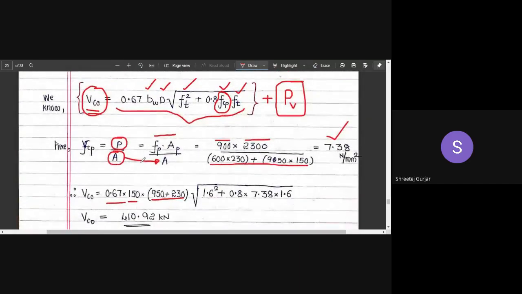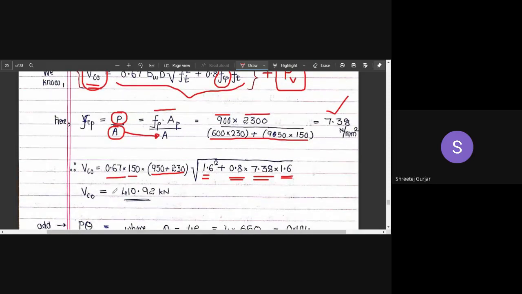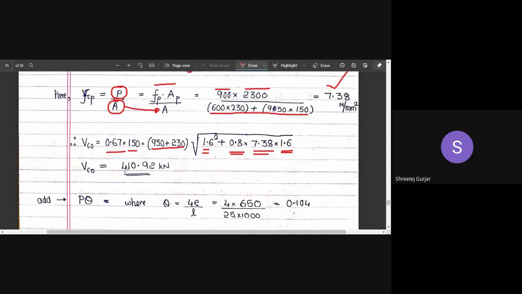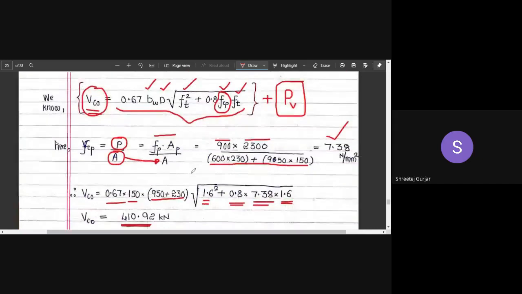That is substituted next. Square root of ft, which is given to us, square root of ft square plus 0.8 fcp into ft. So we have calculated VCO, it has come as 410.92 kilonewton. Okay, it is a force which we have calculated. It is a force, not stress. So 410.92 kilonewton, this is VCO.